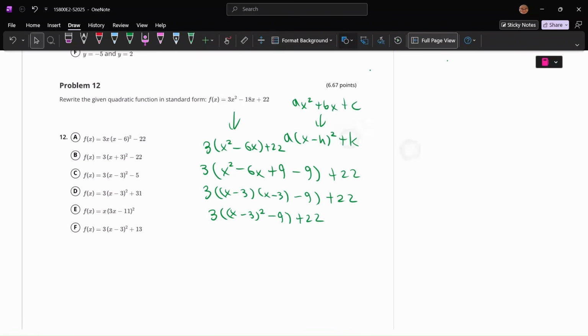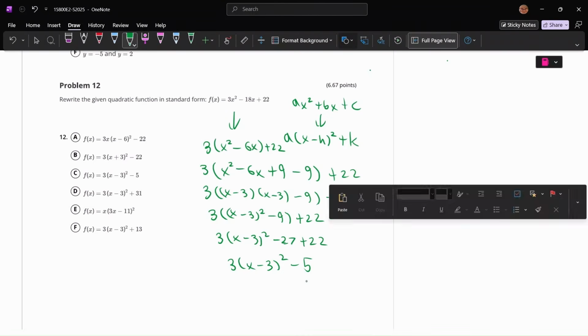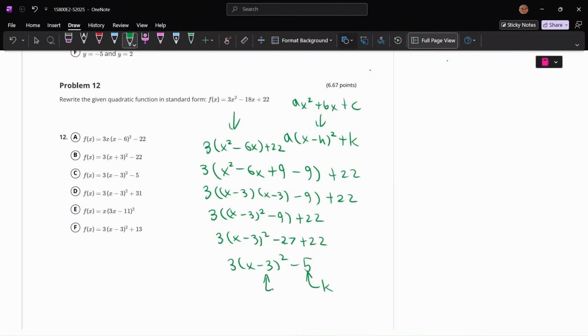So we can remove these parentheses by distributing the 3 back in, so you'd end up with something that looks like 3 times (x minus 3) squared minus 27 plus 22. Then simplifying again, you end up with 3 times (x minus 3) squared minus 5. So now you can more clearly see that this is going to be k and this is going to be h. And so you can see how we came up with a new function that resembles the form we wanted here. Matching up with the answer choices, let's call this f of x, and the answer would be C.